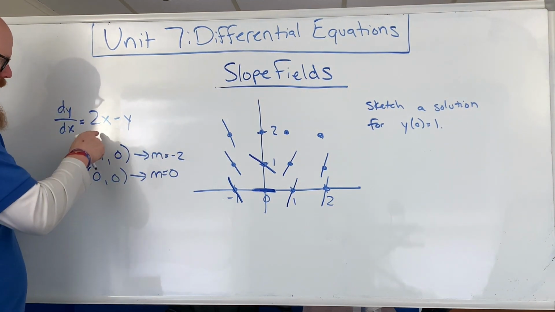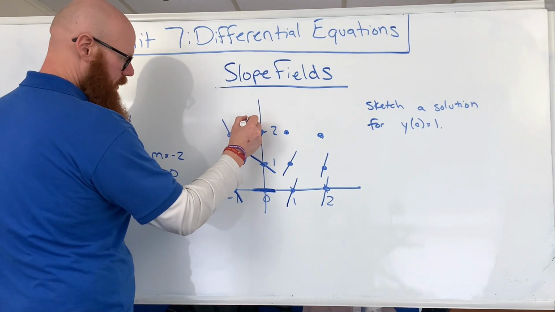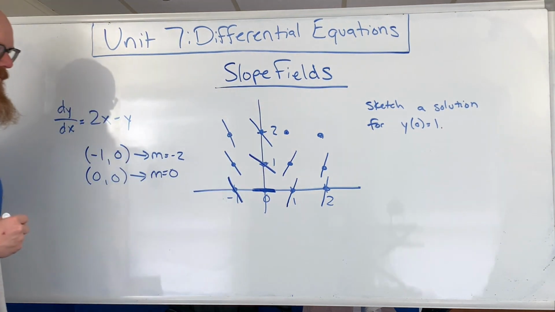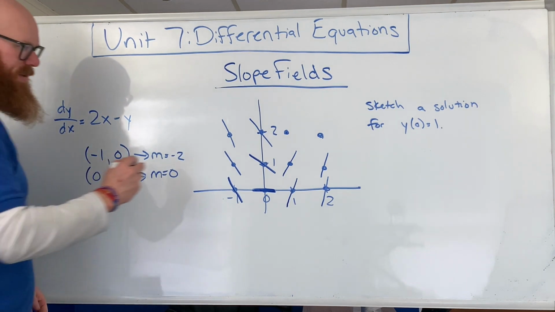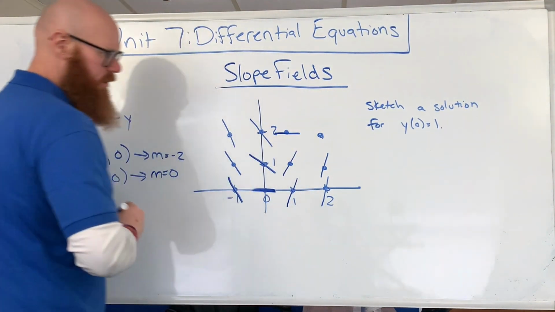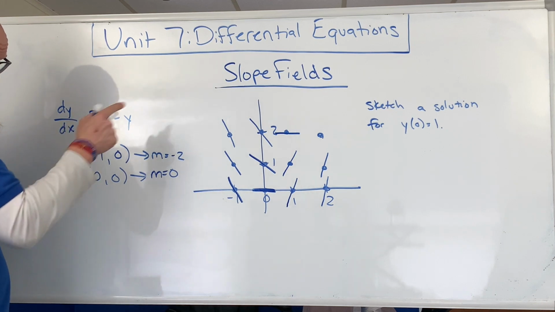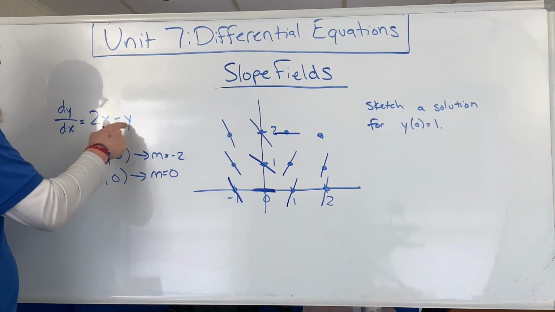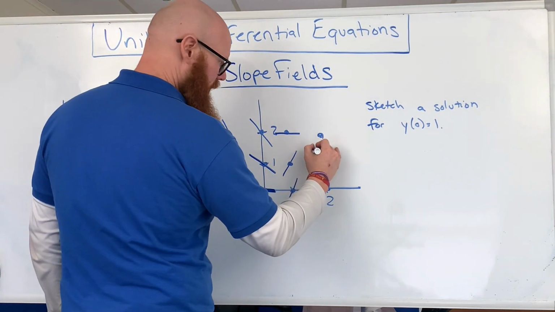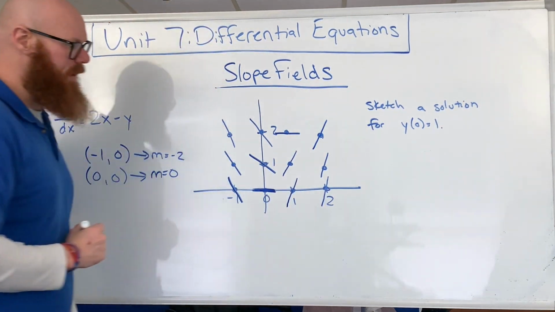0, 2, we're going to get -2, so it's kind of steep, but still negative. 1, 2, we're going to get 2 minus 2 is 0. So a nice horizontal line. That one's easy. That's one they're going to look for to make sure they're correct. And 2, 2 is 4 minus 2 is 2. So it's +2. So let's say that's something like that.